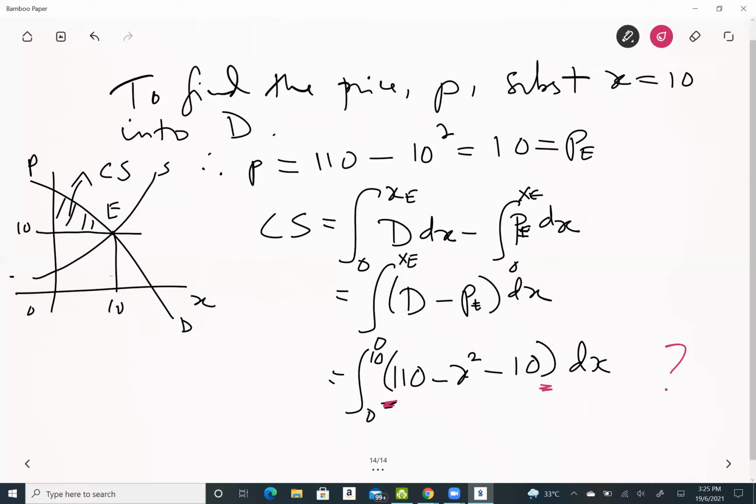All right. So that will be equal to, you simplify that, the integral from 0 to 10 of 100 minus x squared dx. And then get the integral and then evaluate. So that will be equal to 100x minus x cubed over 3. And then again here, put the bracket for everything, because we are doing the integration for the whole term, not just for one term, from 0 to 10.